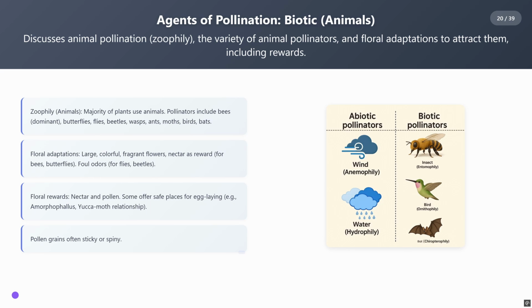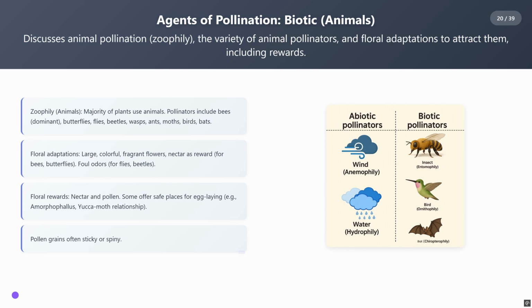What kind of adaptations do we see in flowers that rely on these animal helpers? Well, often the flowers of animal-pollinated plants show very specific adaptations designed to attract their particular type of pollinator. For instance, flowers pollinated by bees and butterflies are often large, brightly colored, especially blue, purple, yellow, fragrant, and they produce nectar, a sugary liquid reward. To reward. Exactly. If the individual flowers are small, they're often clustered together into a conspicuous inflorescence to make them more noticeable. Flowers pollinated by flies and beetles, on the other hand, might actually produce foul odors, mimicking rotting flesh or dung to attract those specific insects. Yeah, but effective. Very effective.